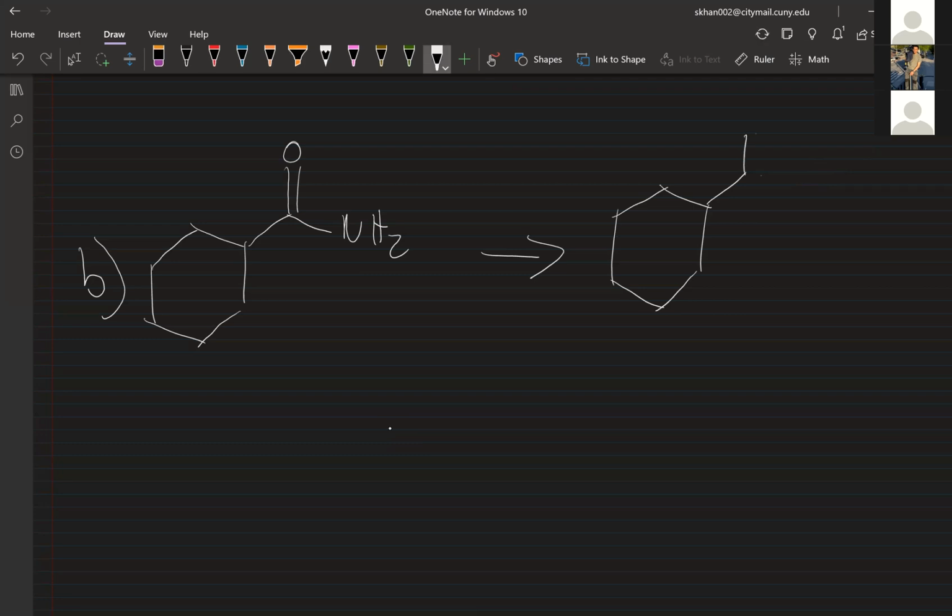Draw it a little differently, maybe make things a little simpler to look at here. You're always free to do this on your exam and stuff. It helps you look at stuff.